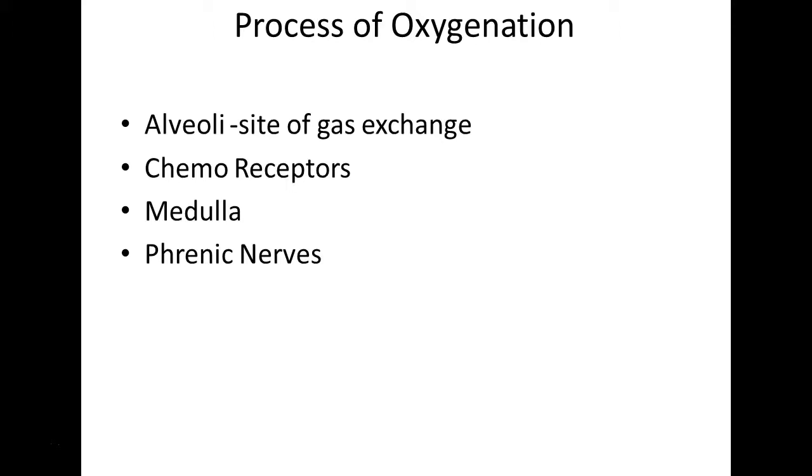Chemoreceptors affect your breathing rate, and there are two different types of chemoreceptors. Central chemoreceptors are located in the medulla, and they detect changes in the pH of your cerebrospinal fluid. They do not respond to a drop in oxygen and eventually desensitize. Whereas your peripheral chemoreceptors, they're a little bit different. They are able to detect changes in blood oxygen and carbon dioxide, but not pH.